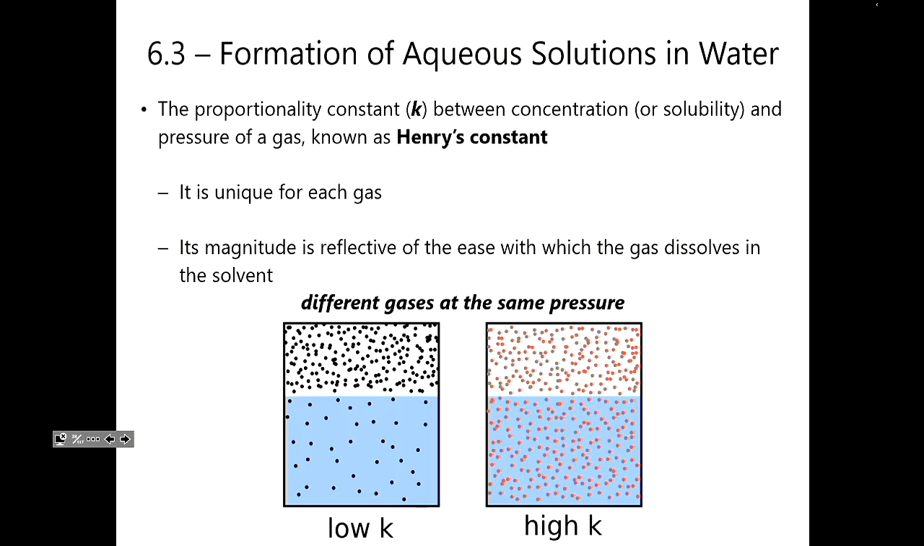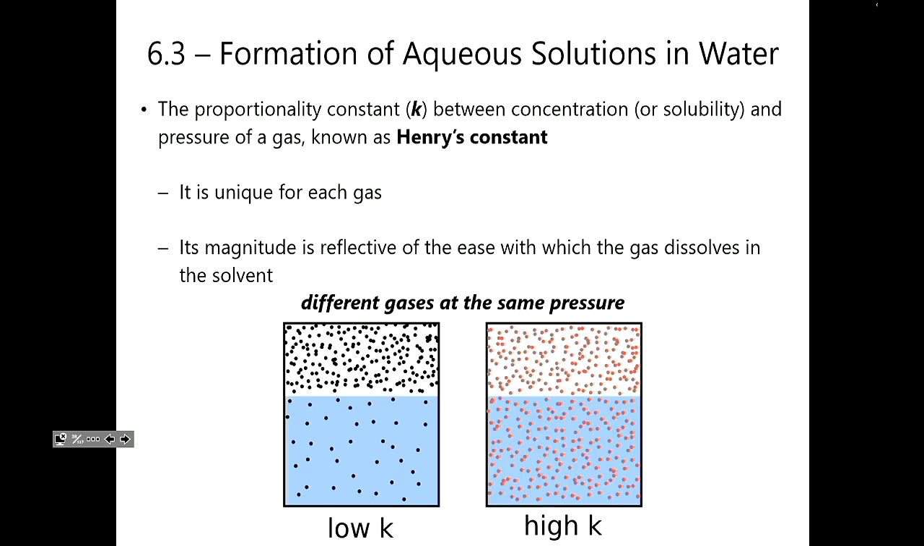So here you can have two different gases. They're exactly at the same pressure, right? Well, this is what this is trying to represent. I haven't counted and I'm not going to, but if you were to technically count all the dots in here and all the dots in there, they're the same. So that means it's the same pressure. But then notice the one on the left, there are fewer gas particles in the solution. Here there are more. So this is reflective of the magnitude of the constant. The gas that has a higher Henry's constant, more of that gas will dissolve than the one that has a lower Henry's constant. Less of that gas will dissolve.